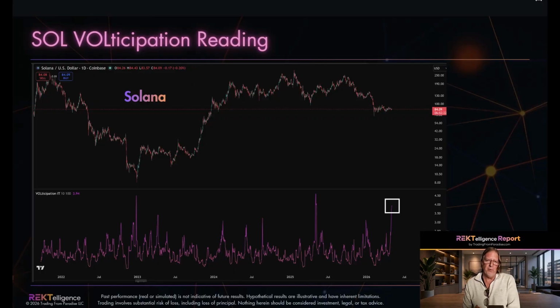So what will we see after this? Hard to say, but Solana is coiling. And if this gets just a little bit higher, I certainly will be watching it. It could indicate a potential imminent move in this key altcoin asset.